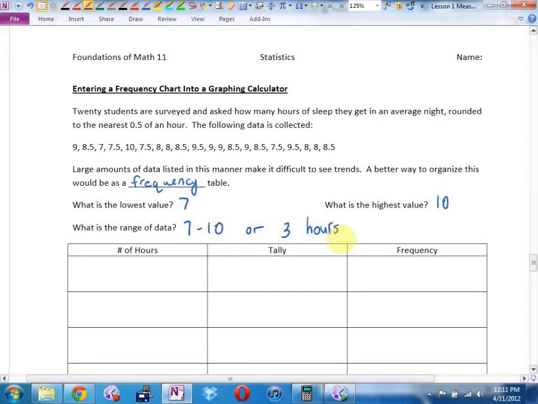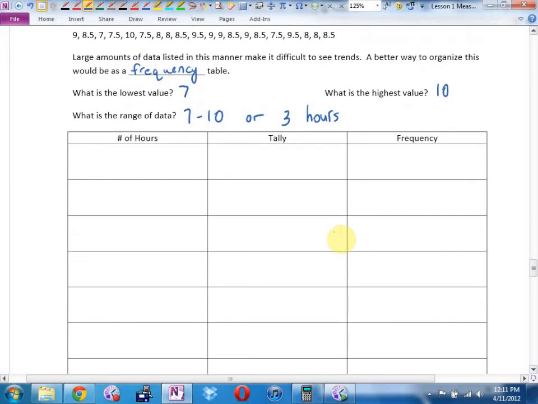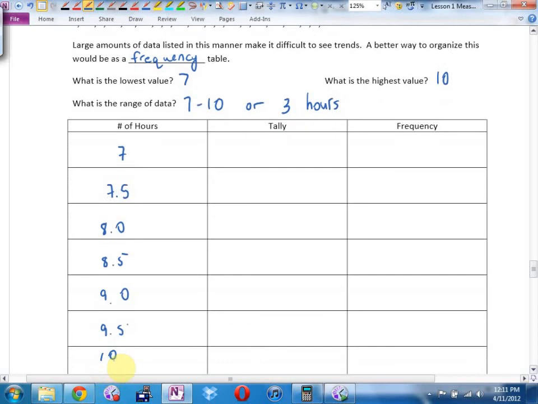What we're going to do is create a table, and our first entry is going to be 7 hours, and then it says it goes to the nearest 0.5 hours, so we'll put 7.5 hours here, 8.0, 8.5, 9.0, 9.5, and 10. Why did I start with 7, Joel? Because that's my lowest value. How did I know to stop at 10?